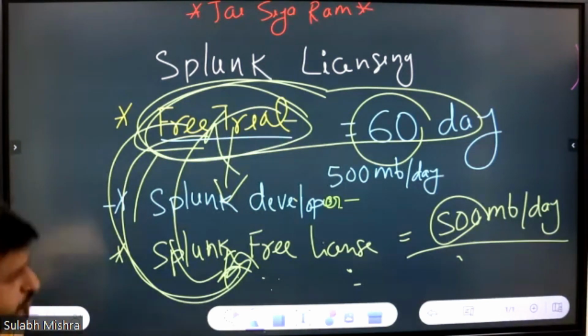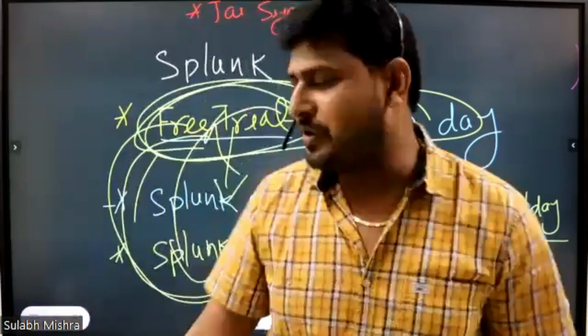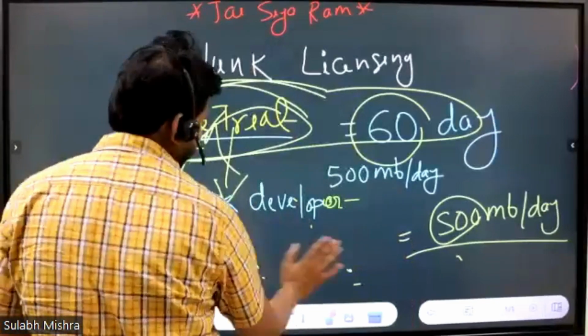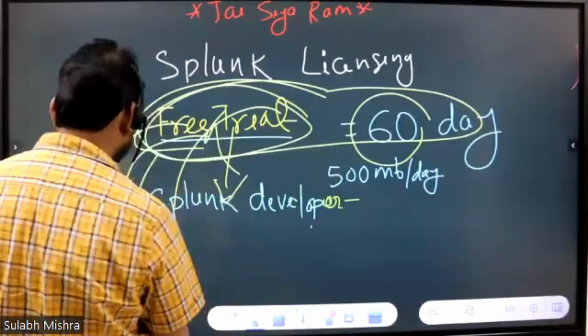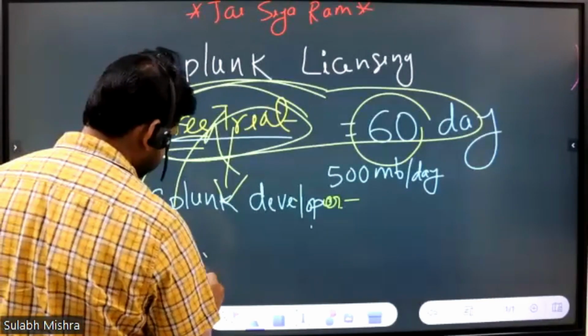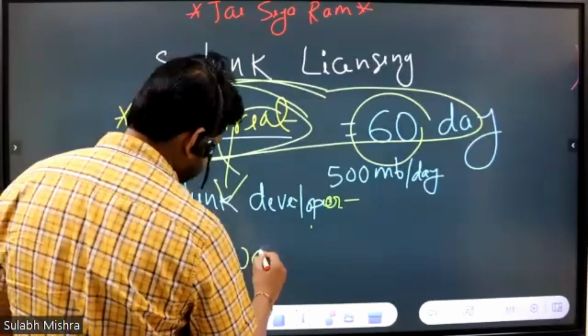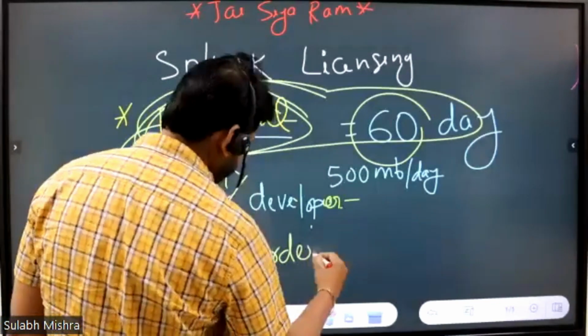Another license is called the forwarder license. One more license is called the forwarder license.